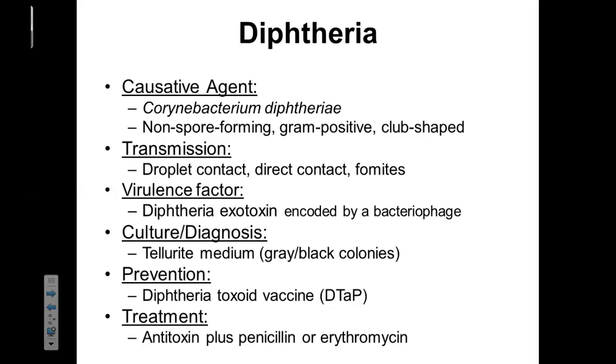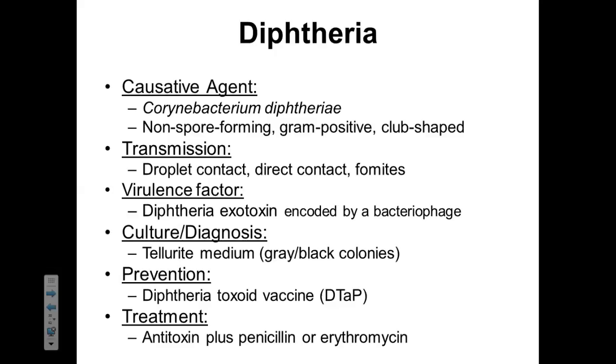Another disease of the respiratory tract is diphtheria. Diphtheria is caused by Corynebacterium diphtheriae. Corynebacterium diphtheriae is a non-spore-forming, gram-positive, club-shaped bacterium. This bacterium is transmitted through droplet contact, through direct contact, and through fomites as well.